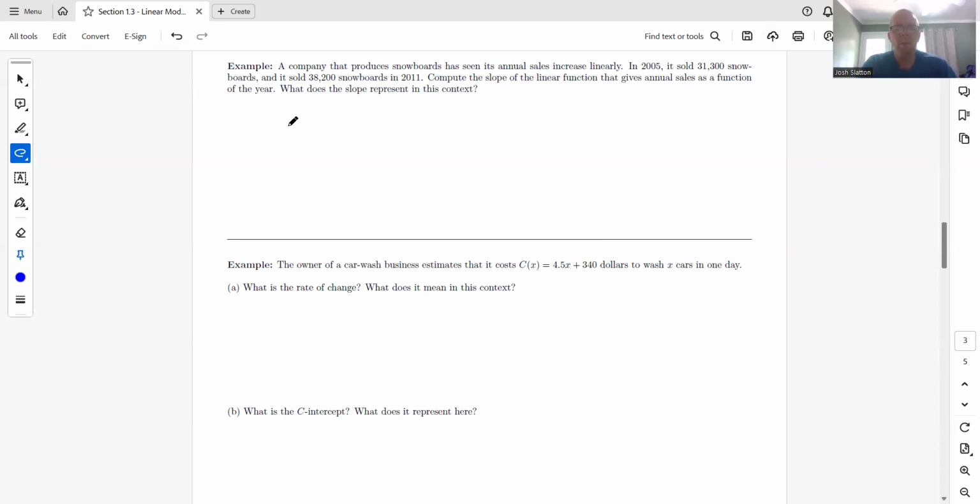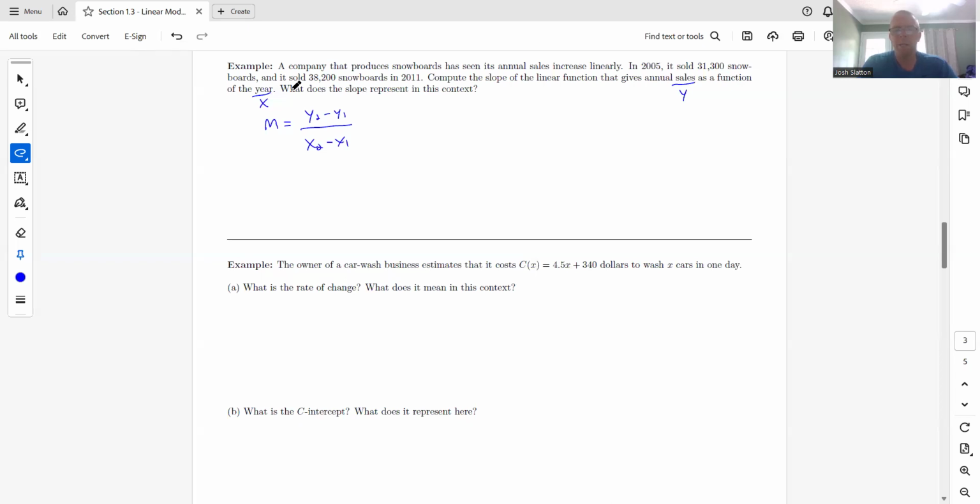So remember our slope formula. We have y2 minus y1 over x2 minus x1. So we need 2 points, and that's always the tricky part with these word problems. We know that sales is one variable and time is the other variable. So sales as a function of the year, y as a function of x. That's how that always works. So y is a function of x.